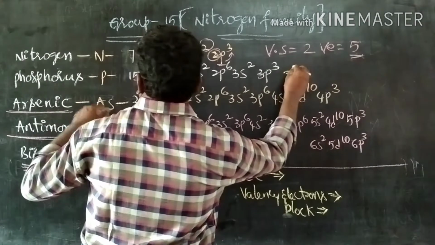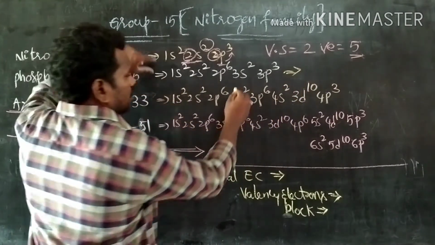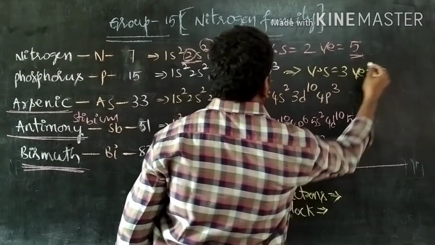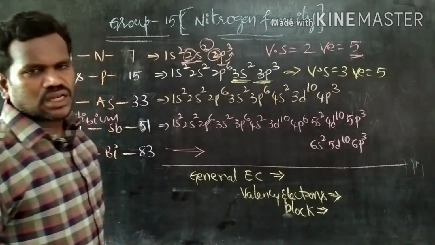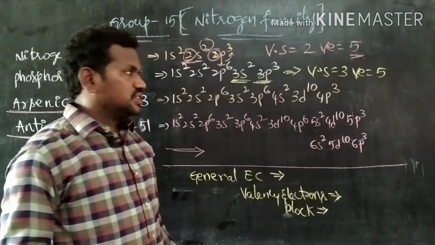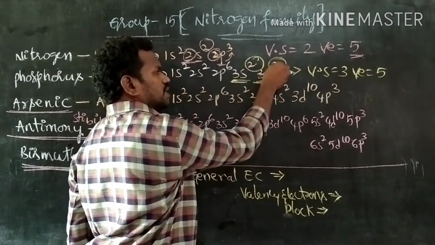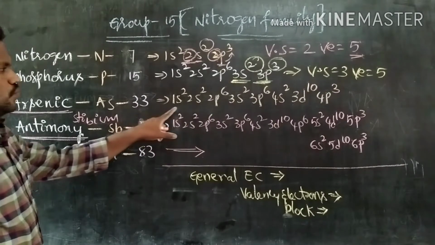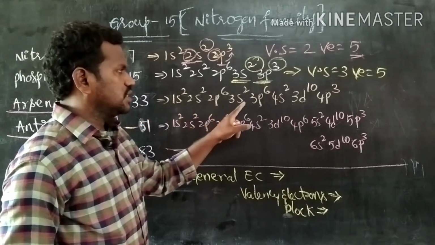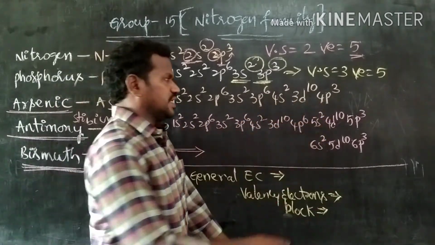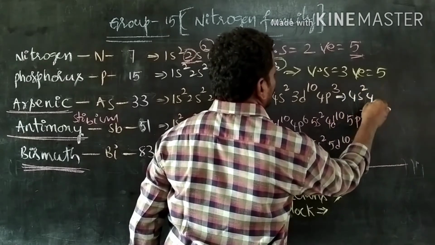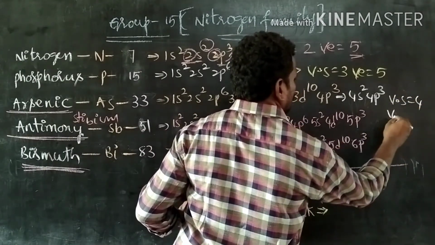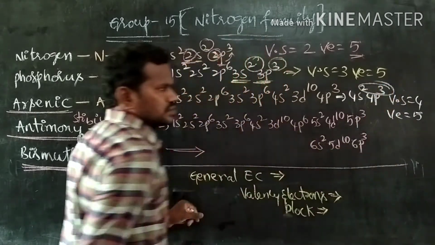Now let us come to phosphorus with atomic number 15. Observe here the valency shell is 3 and the valency electrons are 5. The outermost shell of the electronic configuration is called the valency shell, and the valency electrons are 2 plus 3, that is 5. Now arsenic with atomic number 33, whose electronic configuration is 1s2, 2s2, 2p6, 3s2, 3p6, 4s2, 3d10, 4p3. By rearranging we get 4s2, 4p3. So the valency shell is 4 and the valency electrons are 5.